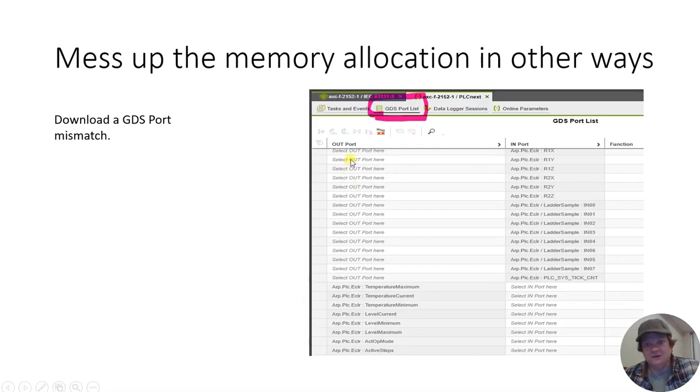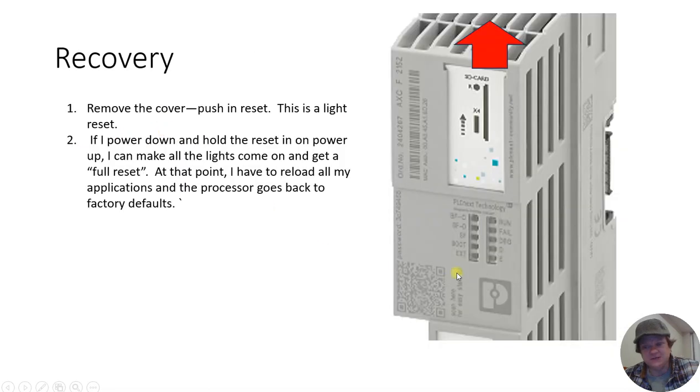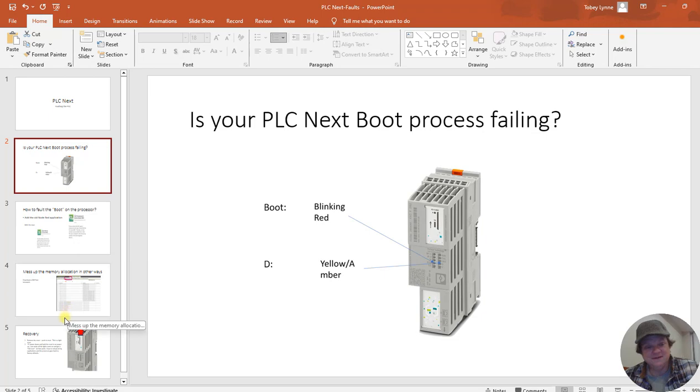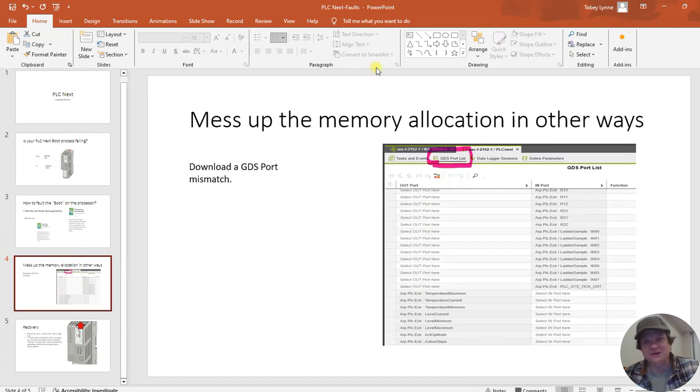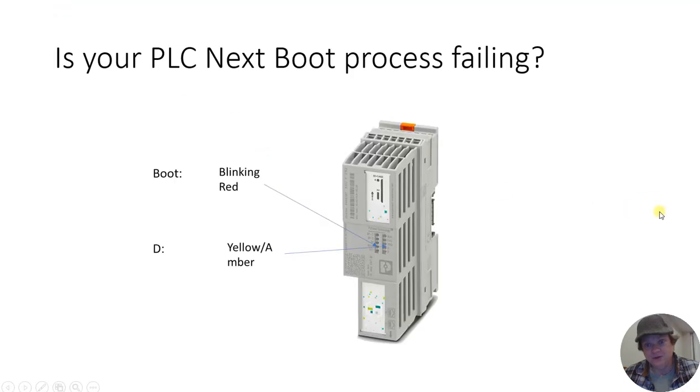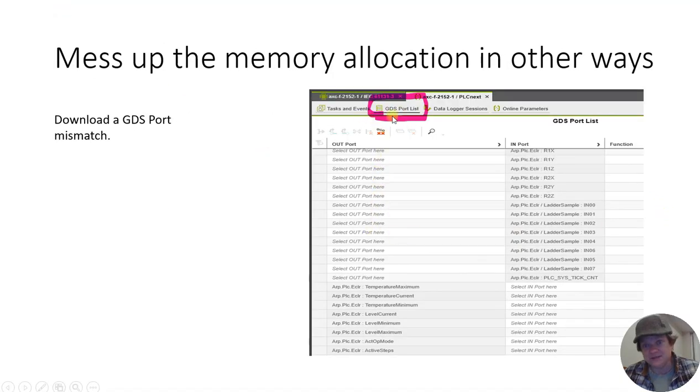The other activity that was going on when I created a boot fault was I was trying to update the GDS port allocations, I guess, or port assignments. This is under the GDS port list, and it's part of the controller. And that's something to understand too.